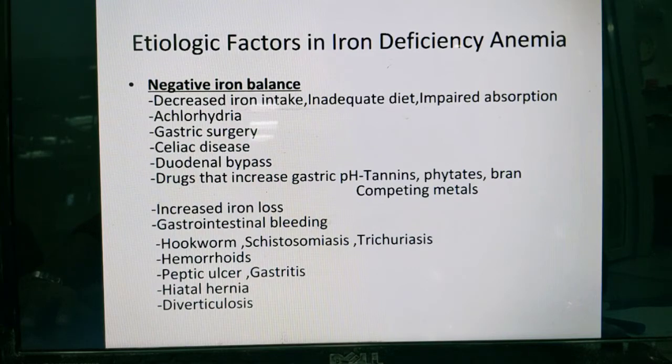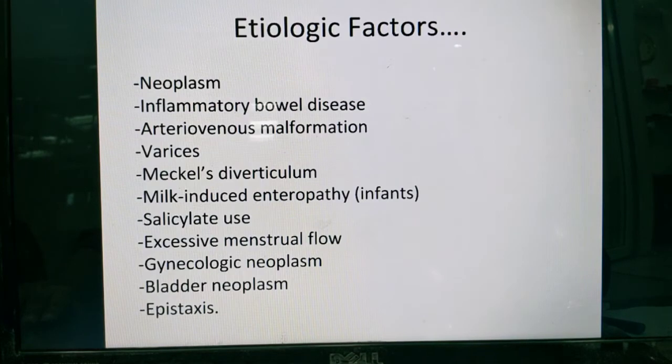Now, etiologic factors in iron deficiency anemia. If there is negative iron balance, that is decreased iron intake, inadequate diet, impaired absorption, achlorhydria, gastric surgery, celiac disease, duodenal bypass, drugs that increase gastric pH, tannins, phytates, bran, competing metals, and increased iron loss: gastrointestinal bleeding, hookworm, schistosomiasis, trichuriasis, hemorrhoids, peptic ulcer, gastritis, hiatal hernia, and diverticulosis.